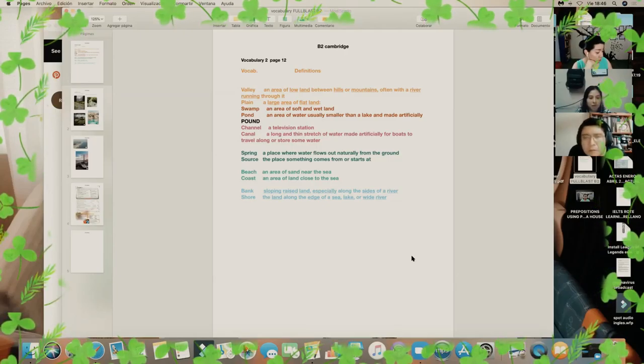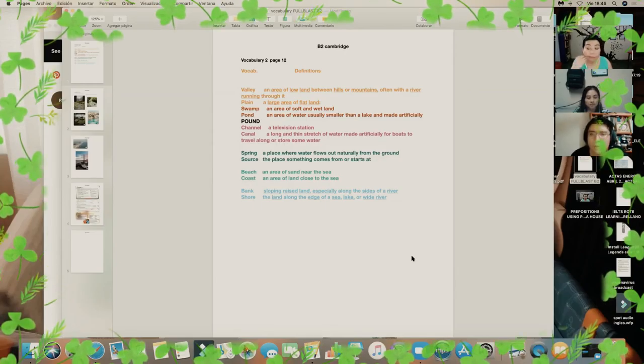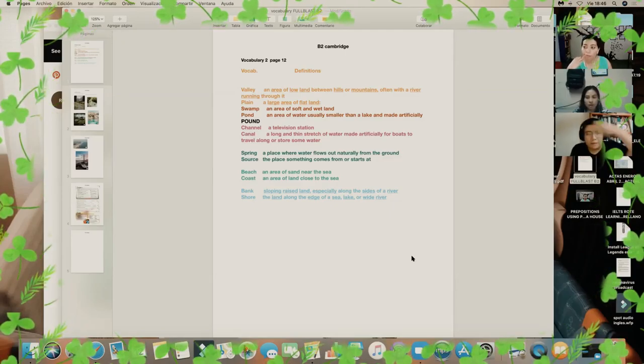Page 12. Vocabulary 2. Ah, okay. Lo vamos a hacer ahorita. Pero ya en vivo. Okay. Ahorita. Porque son 5 nada más. Sí. Y la primera, Amber.